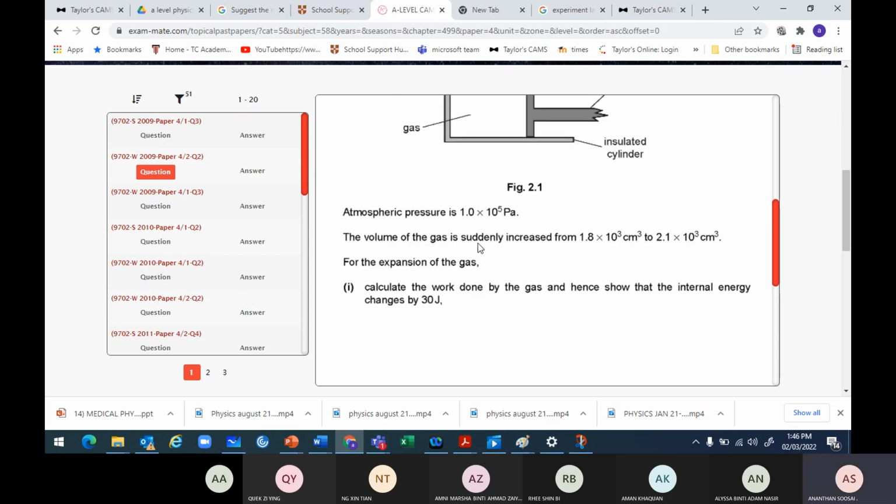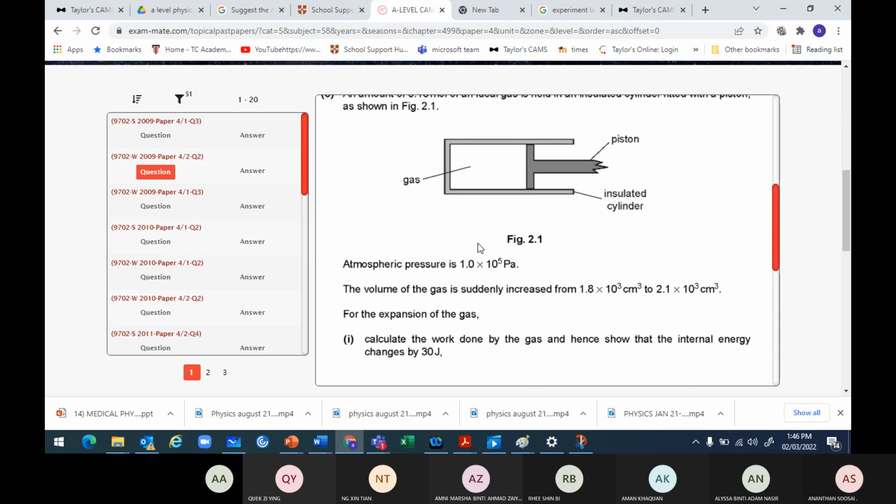You learn the technique. How do you do this? Atmospheric pressure is this. The volume changes from 1.8 to 2.1. For the expansion of the gas, calculate the internal energy changes by 30 joule.